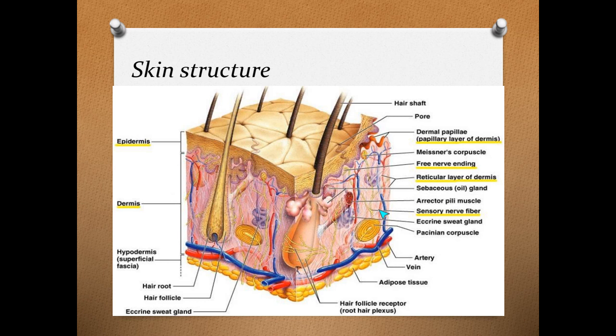This is very important because in order to understand the process of burn, we have to know the skin structure, especially about the dermis, because it helps us a lot in understanding the pathogenesis of burn.